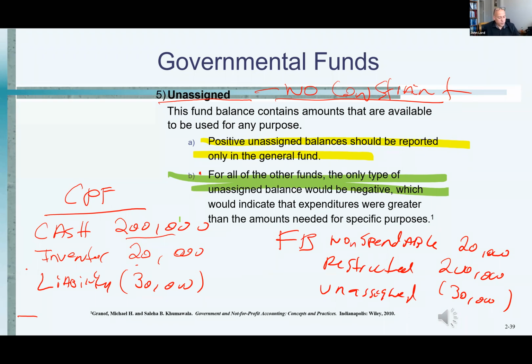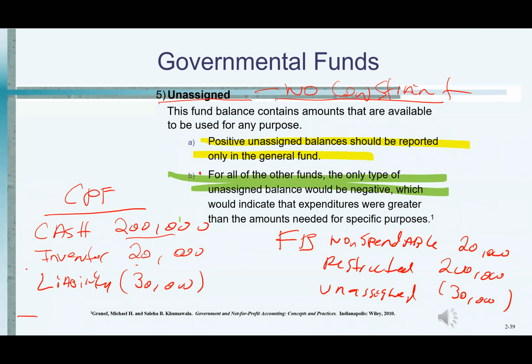Question? Hi, Professor. Yeah. Sorry, go ahead. Thanks, Danny. So the only unassigned balance is the 30,000. The rest of it is not unassigned. Well, correct. The rest of it is not unassigned. And more specifically, it's non-spendable and restricted. Correct. Okay.